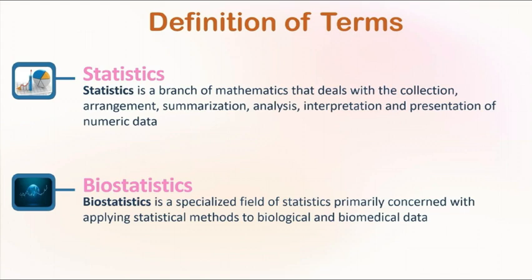Another key term to be defined is biostatistics. Biostatistics is a specialized field of statistics primarily concerned with applying statistical methods to biological and biomedical data. It deals with data on living things, from bios, life. The disciplines involved here include medicine, human and veterinary, food and agricultural sciences, botany, zoology, etc.